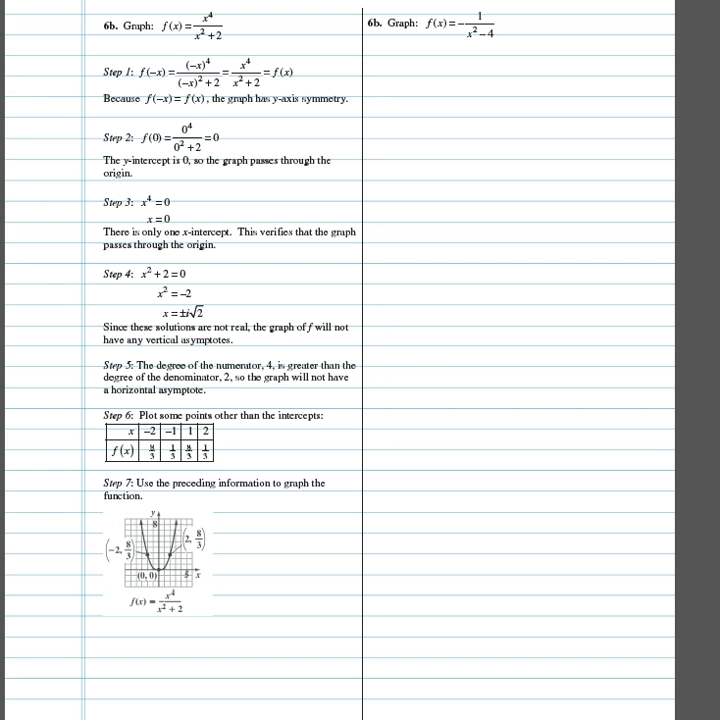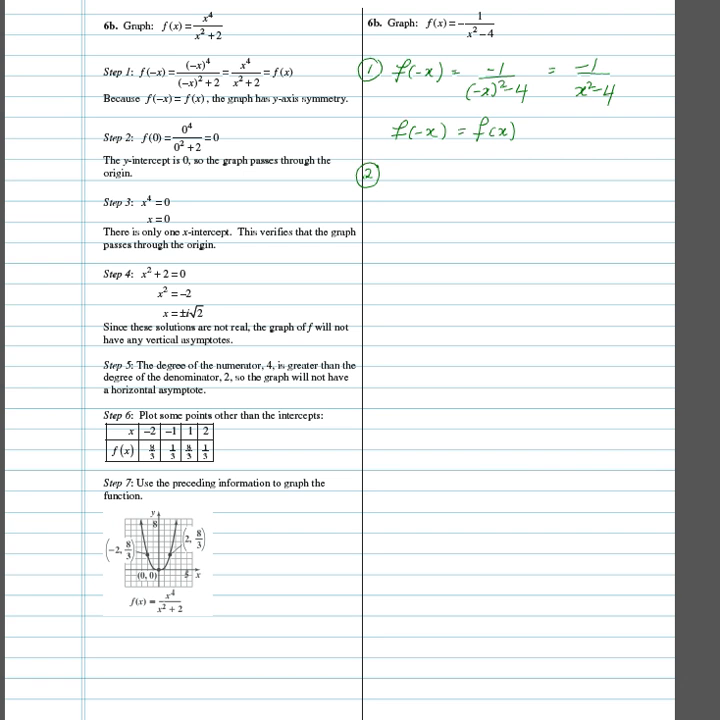Graph f(x) = -1/(x² - 4). So my step 1 here is to look for the symmetry. So f(-x) would be -1/((-x)² - 4), which is -1/(x² - 4). So f(-x) is equal to f(x). That implies that it's an even function, which means it is symmetric along the y-axis.